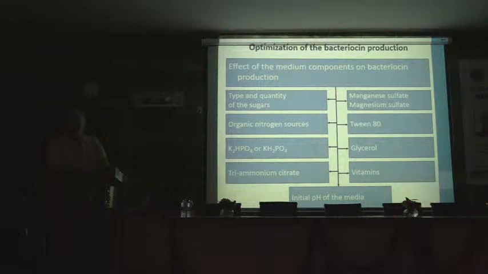Organic nitrogen sources, you can play with this. You have meat extract, you have yeast extract, you have peptone, but just play with them. Just put one of them, don't put three. Put a combination of two and play with the quantity, and you will be really amazed to see how this changes the production of the bacteriocins.